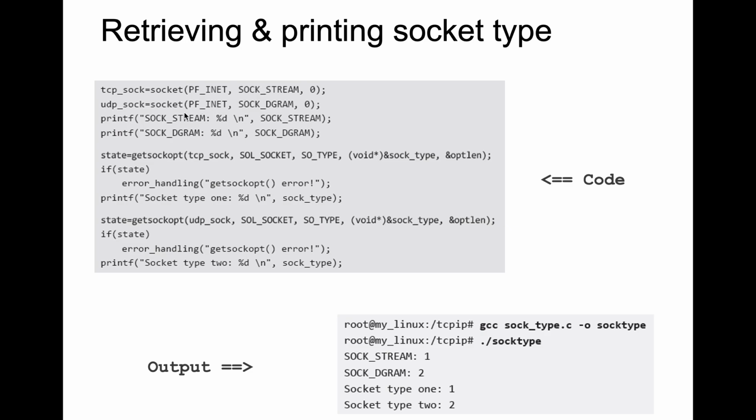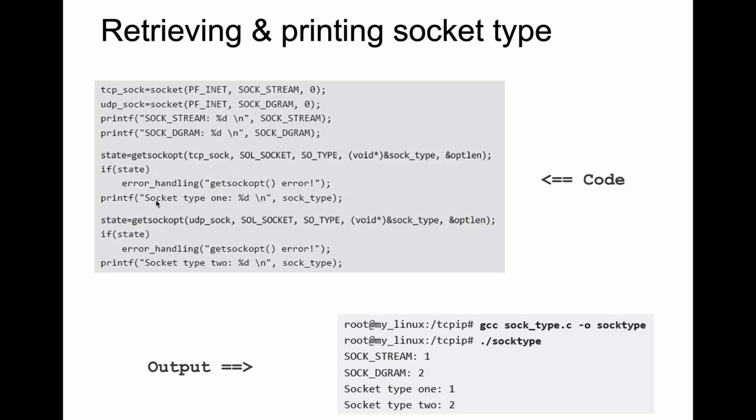That means we will have the value of the socket stream on this line, and we will retrieve the same value and print it out on this line. That means the socket type 1 must match the socket stream's value. If it is 4, it must be 4. If it is 1, it must be 1 as well. So that's what we're trying to prove here.